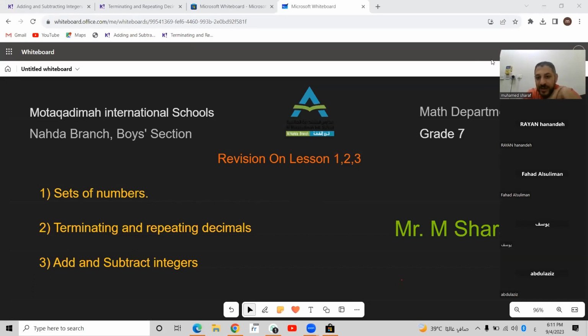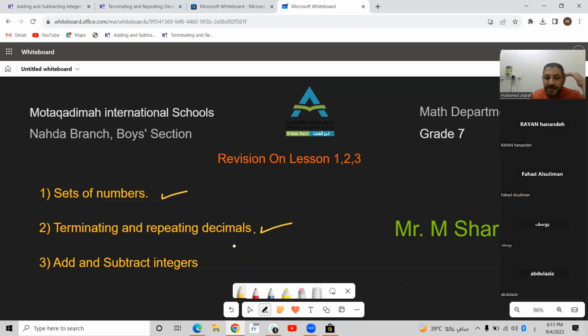Inshallah, today we have a quick revision on lessons 1, 2, and 3. Lesson 1, inshallah, we're going to talk about sets of numbers. We're going to revise all the sets of numbers. This is number 1 here. Then we're going to talk about rationals, terminating and repeating decimals. This is number 2. And number 3, the last lesson, how we add and subtract integers.